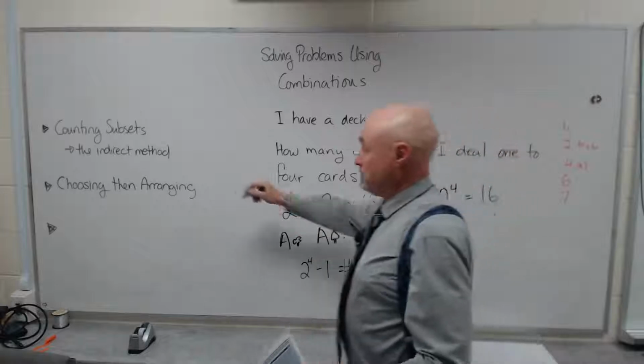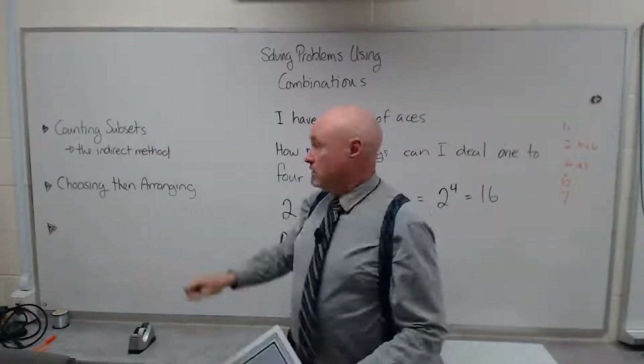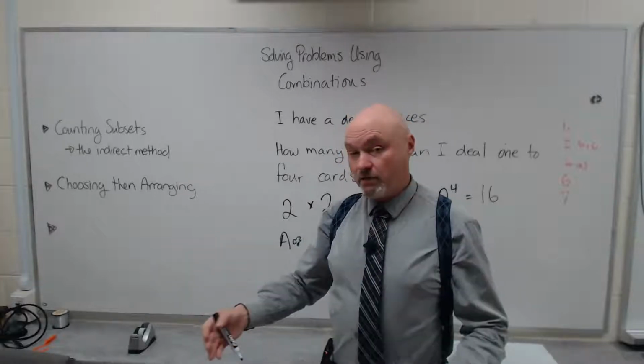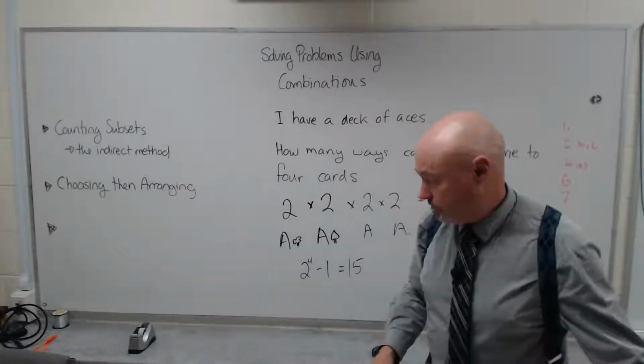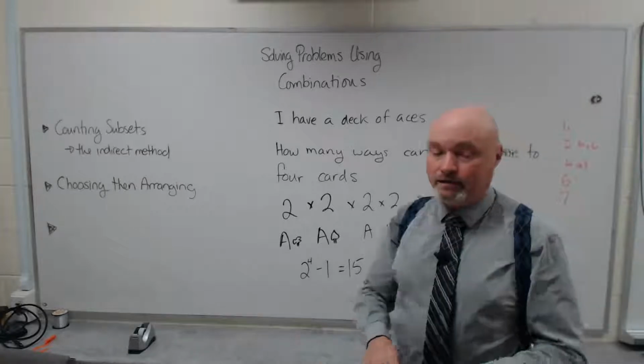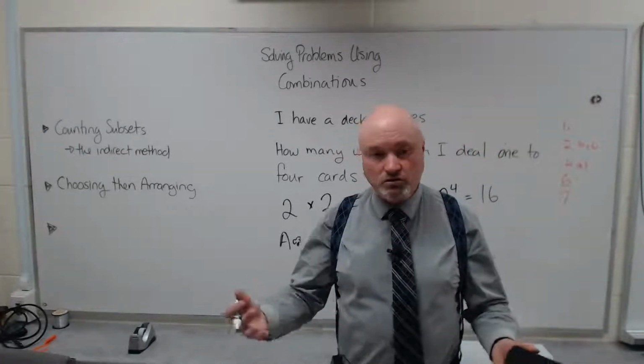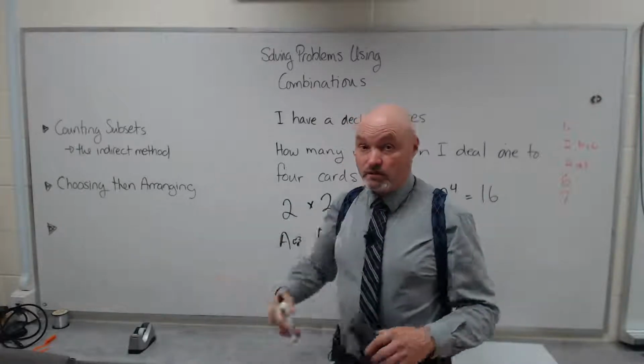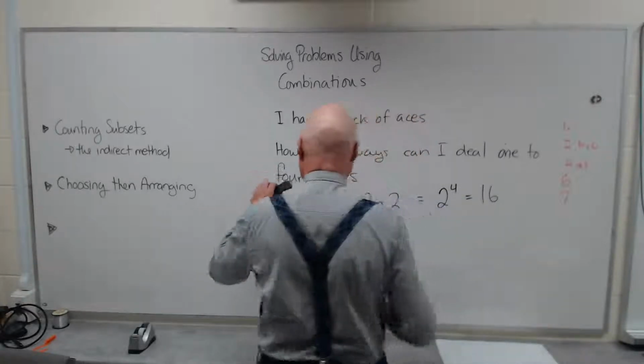Okay, so we've looked at the method of counting subsets. We've looked at the indirect method where we count everything and take away the ones that we're not interested in. Now we're going to look at a different situation. This is where we have to choose from items, and then it also involves permutations because we're worried about the arrangements.